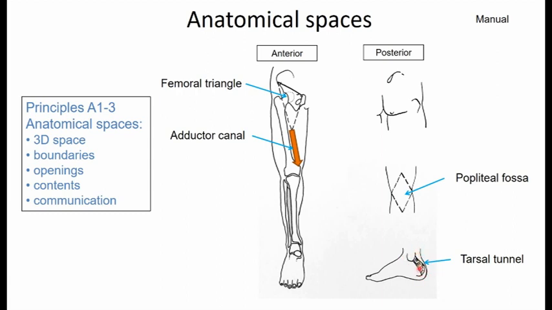It's a tunnel that travels in this direction underneath this soft tissue structure. So we can imagine that the major neurovascular structures that are supplying, draining and innervating the lower limb are going to travel through these spaces as they make their way down the limb.